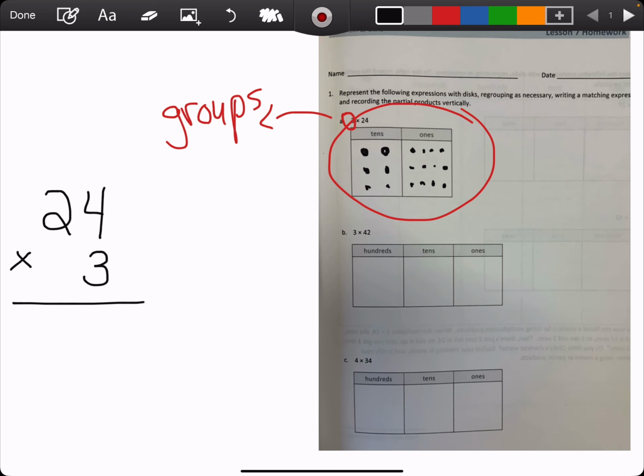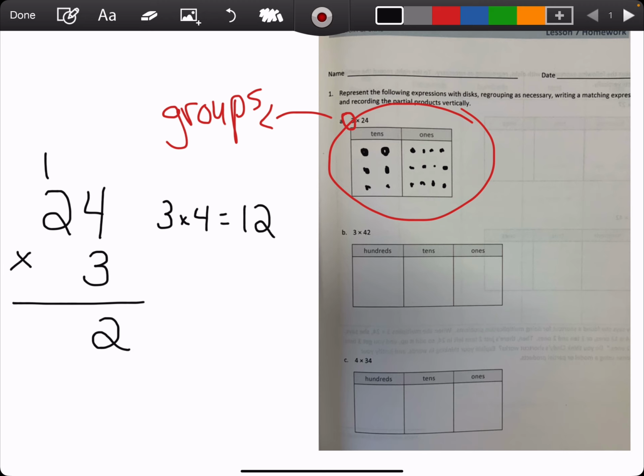So when we set up over here, I am going to start with the 3. I know lots of students like to start up top, but you will see why I like to start with the 3 on the bottom. And I'm going to do 3 times 4. 3 times 4 is 12. I put down the 2 in the ones place, and I'm regrouping the 1 in the tens place. So first I did 3 times 4 equals 12.